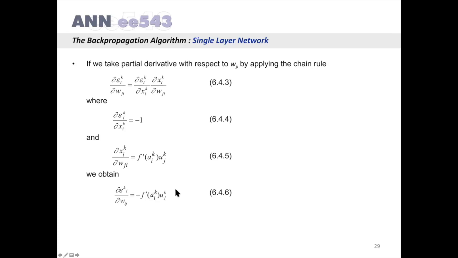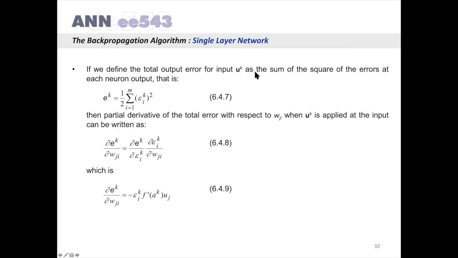and ujk. If we define the total output error for input uk as the sum of the squares of the errors at each neuron output, that is, the total error is defined as 1/2 summation i from 1 up to m of the square of the error at the ith output. When uk is applied at the input, then the partial derivative of the total error with respect to wji is equal to the partial derivative of the total error with respect to epsilon ik and the partial derivative of epsilon ik with respect to wji.